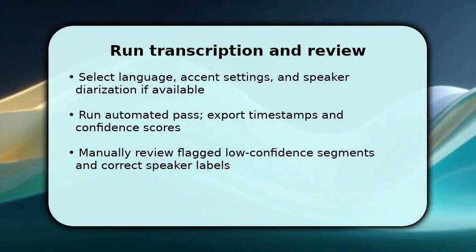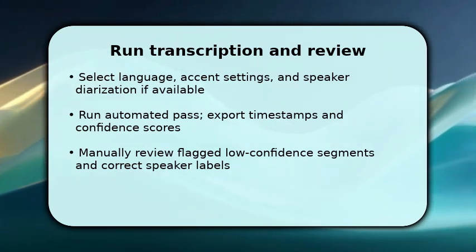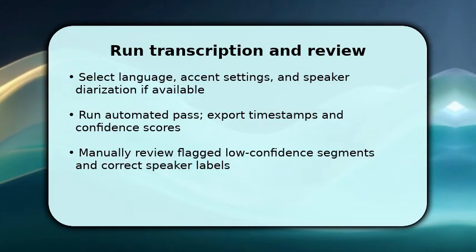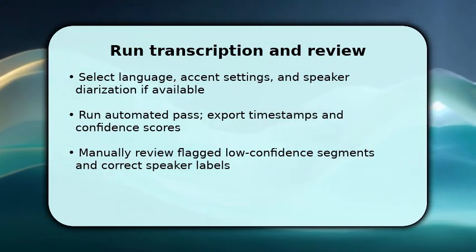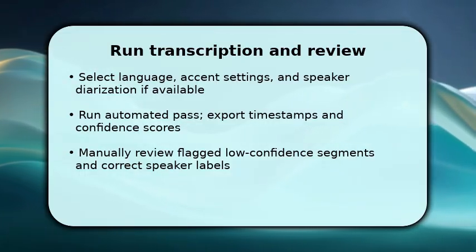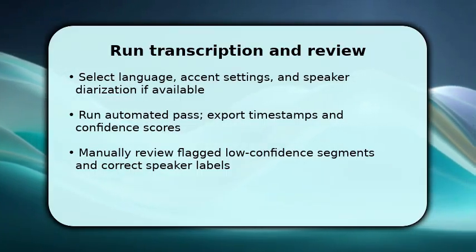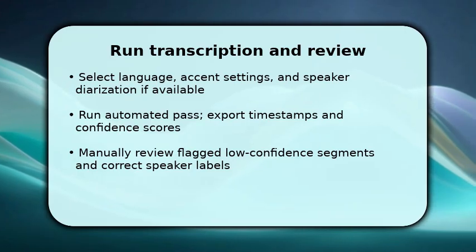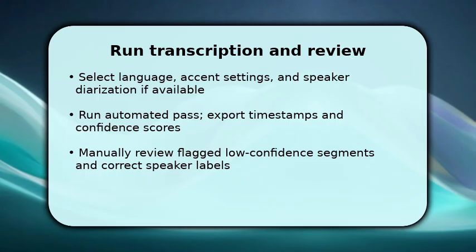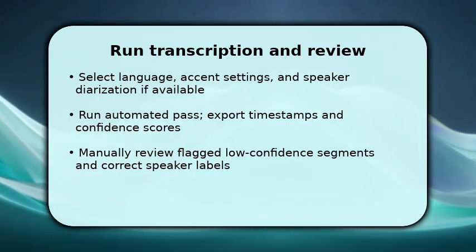You now execute the core process. Set language and any accent or speaker options so the engine parses speech properly, then run the automated pass. After the run, export a version with timestamps and confidence scores to spot weak areas quickly. Next, review low confidence segments and re-listen while editing, correct misheard words and assign speaker labels. Because automated tools miss homophones and names, your hands-on pass raises accuracy from approximate to reliable.